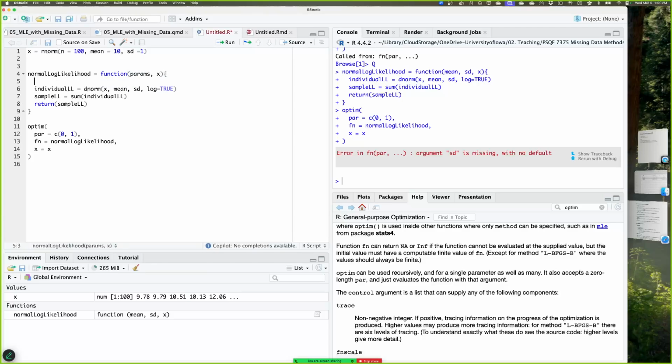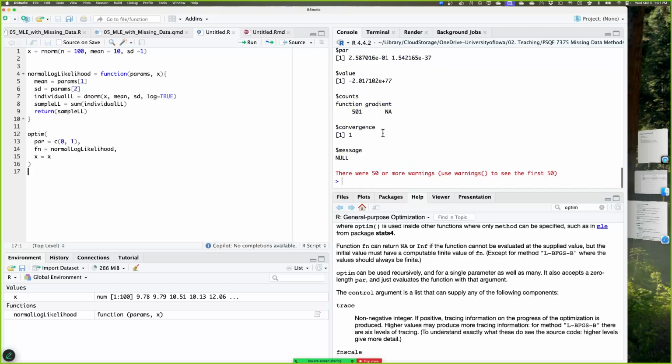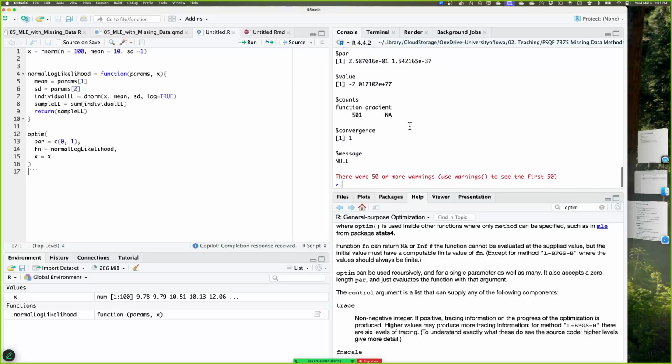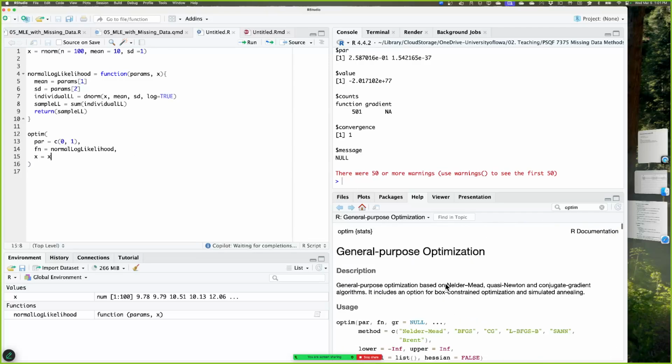Params, we'll call it, and mean equals params 1, the first element, and SD equals params 2. So there we have it. And now it starts to work, but things are going to be a little weird because we have a couple things we have to consider. One is that, thank you for that, Vladimir. I'm sorry, I totally whiffed on that.